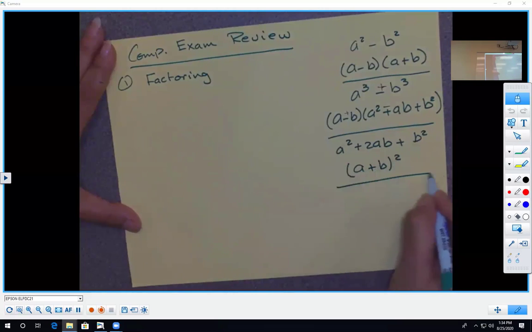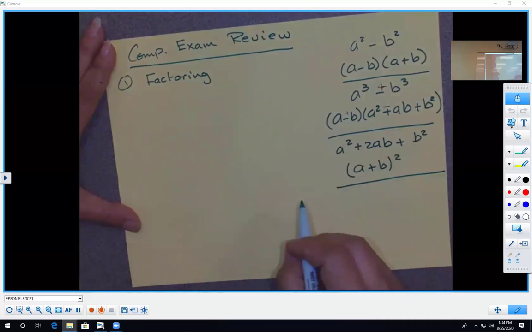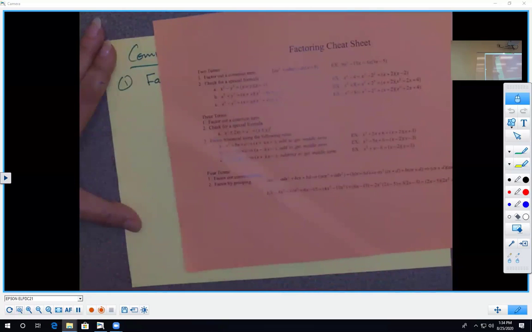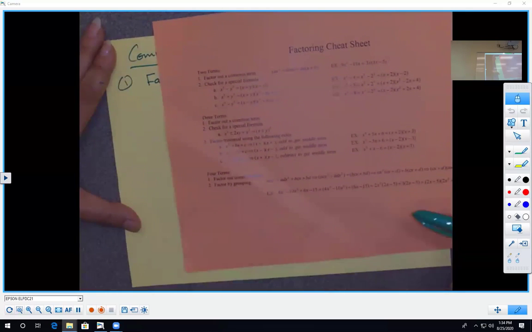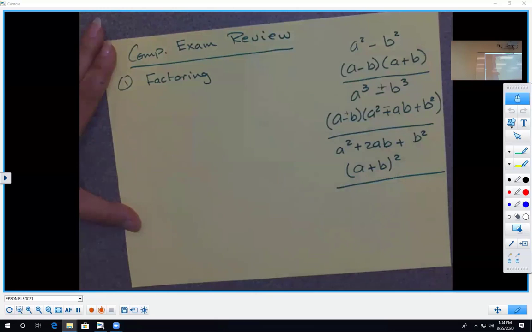And you have these rules on one of the sheets, I think I gave you. The orange one. Did I give you one? Like this? Do you all have it? No? Okay.